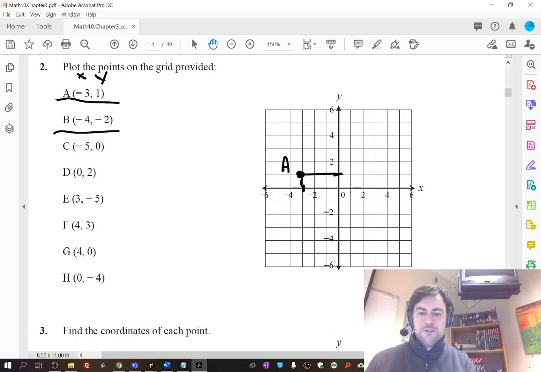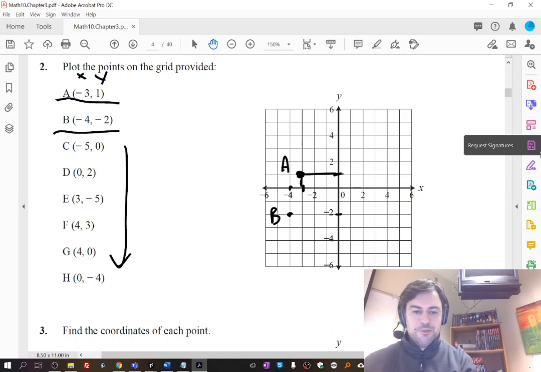So B is -4, -2. So x is -4, y is -2. So that's where the two meet, right here. So that's B. I'll let you do the rest of them down to H. They don't take long. It'll be pretty easy.